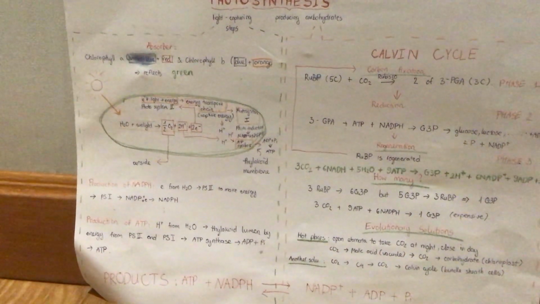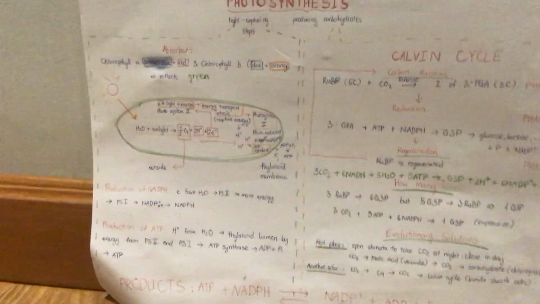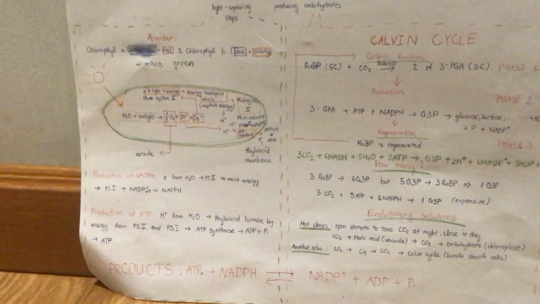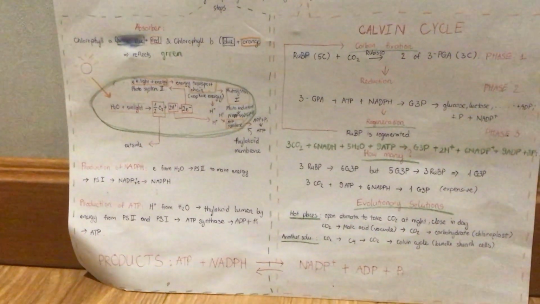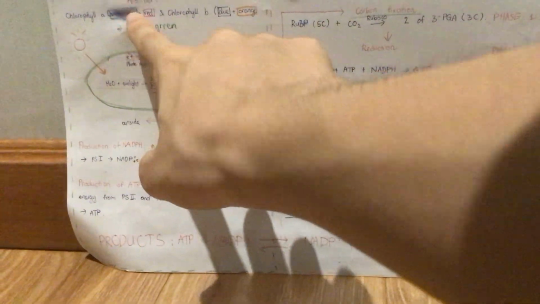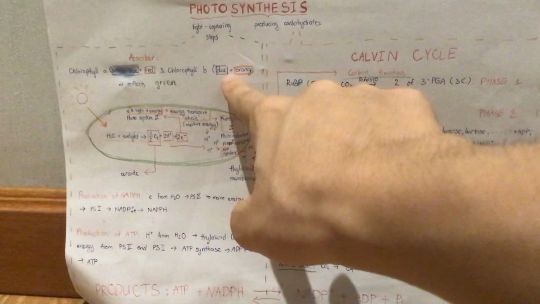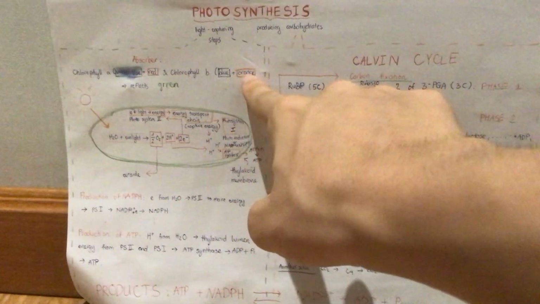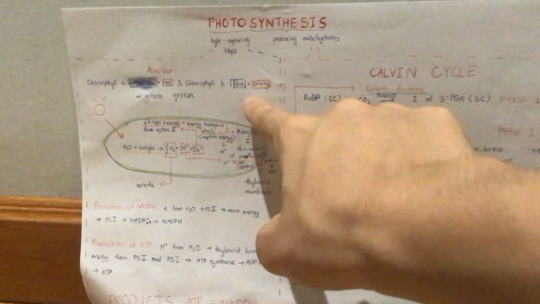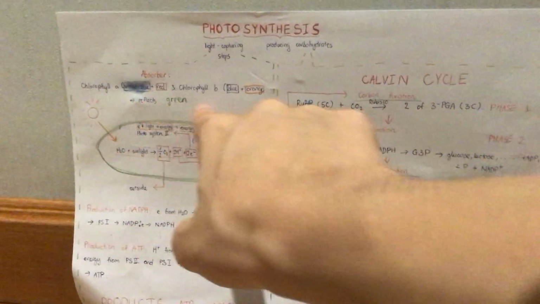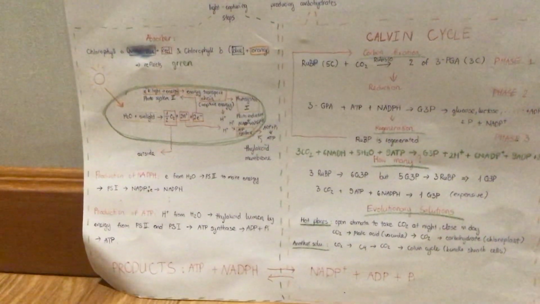So first we need to know that in the plant, in the chlorophyll, there are two types. Chlorophyll A absorbs violet, blue, and red. And chlorophyll B absorbs blue and orange. Both of these will reflect the color green. So that's why leaves are green.